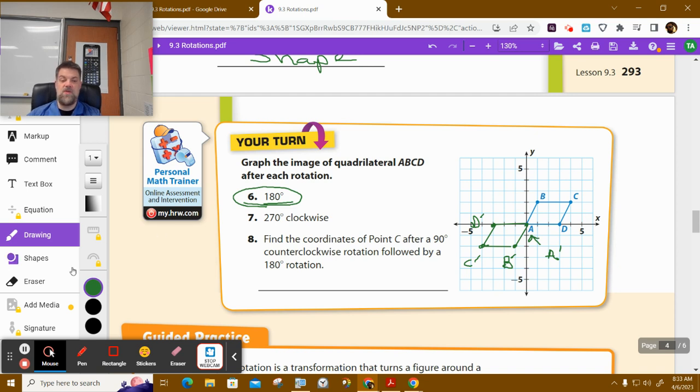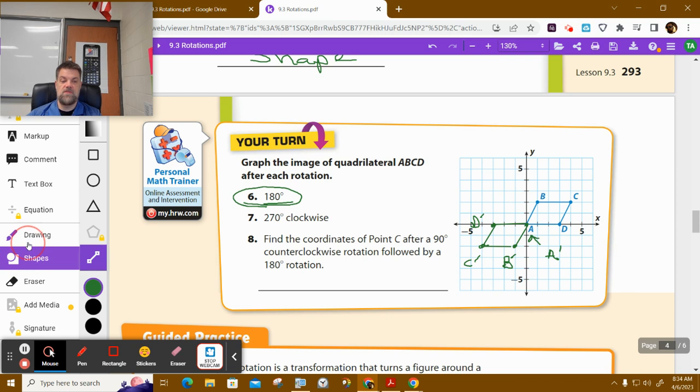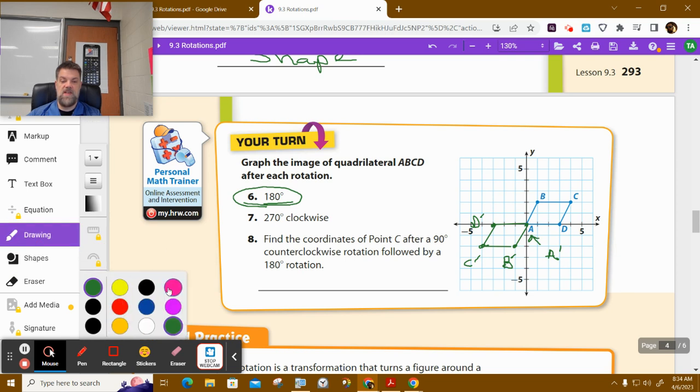Now, let's do the next one. Pick a color. Pink. Pink it is. Hooray. So 270 degrees clockwise. Now clockwise, this would be 90 degrees. This would be 180 degrees. This, it's going to live here. This is 270 degrees, the second quadrant. Okay? So then this also would be A triple prime.